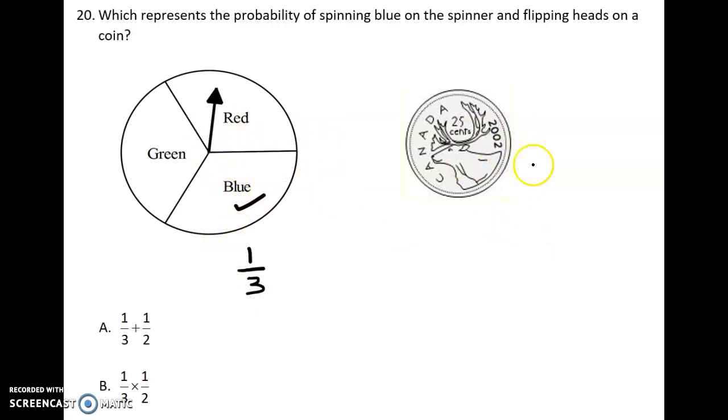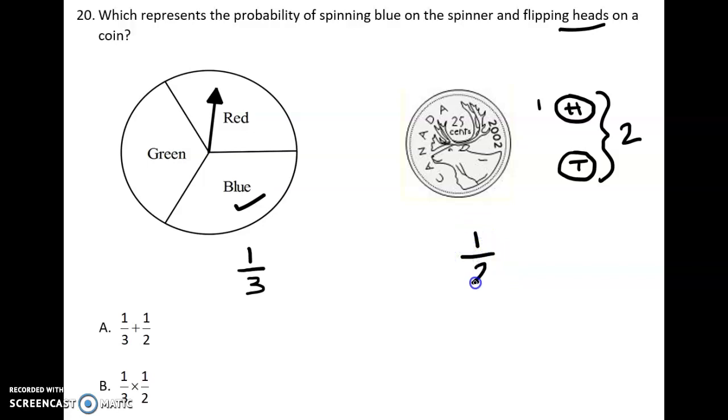If I look at the coin, I've actually got 2 sides to it. One side is heads, and the other side is tails. You can see the tails is up here now with the caribou, but we're looking at when I get heads. So again, I have 1 favorable outcome, but I have 2 total outcomes. So the probability here will be 1/2.